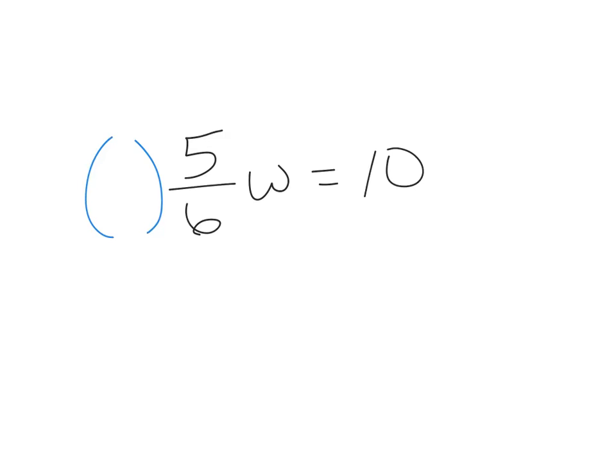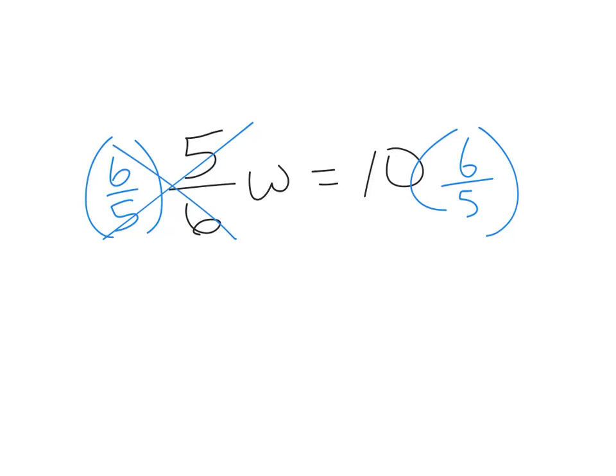6 over 5. Same thing on the other side. So that cancels. I'm left with w. 6 times 10 divided by 5 is what? 60 divided by 5 is 12. Very good.